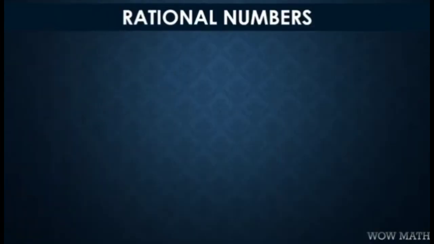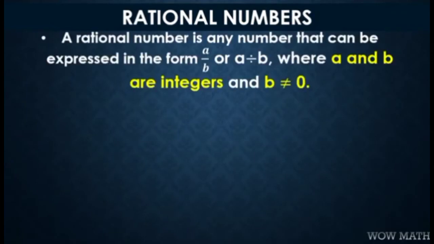Let's have an example and define what is a rational number. A rational number is any number that can be expressed in the form a over b, or a divided by b, where a and b are integers and b should not be equal to 0. Let me repeat, your a and your b, or your numerator and denominator, should be integers and your b should not be equal to 0 so that your rational number would not become undefined.